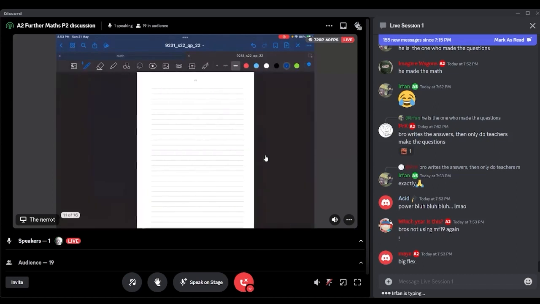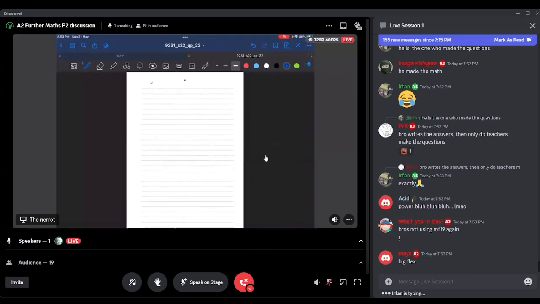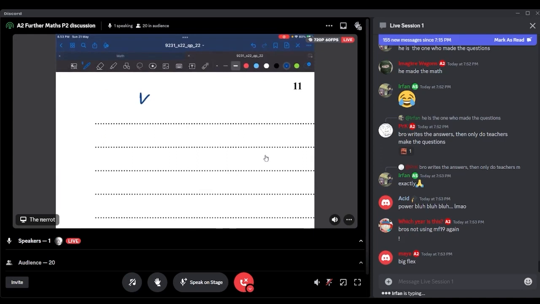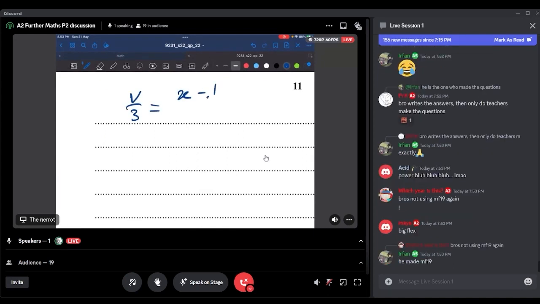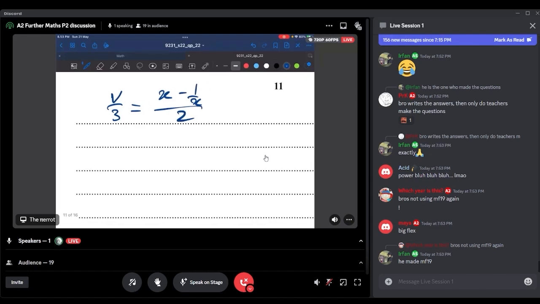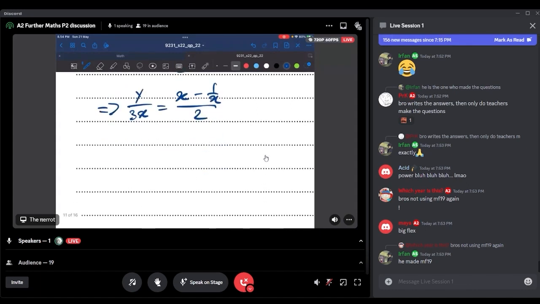So v by 3 is equal to x minus 1 over x all over 2. But remember that v is just y over x. So this becomes y over 3x. And the right-hand side stays the same. Multiply by 3x both sides and you get your answer. y is equal to 3 by 2, x squared minus 1. And that's it. Okay, any questions?